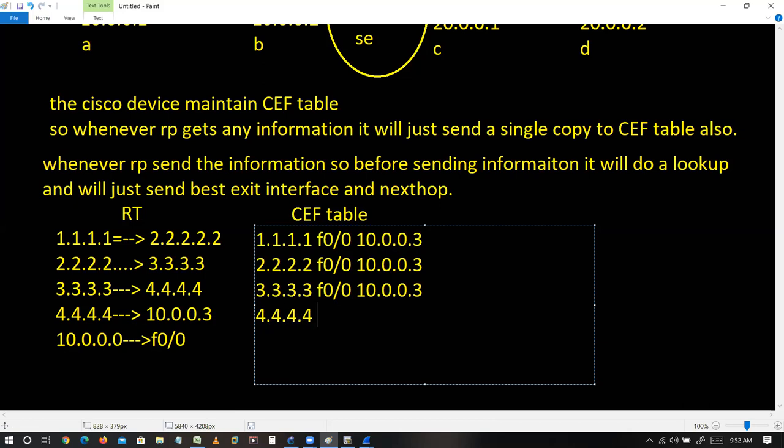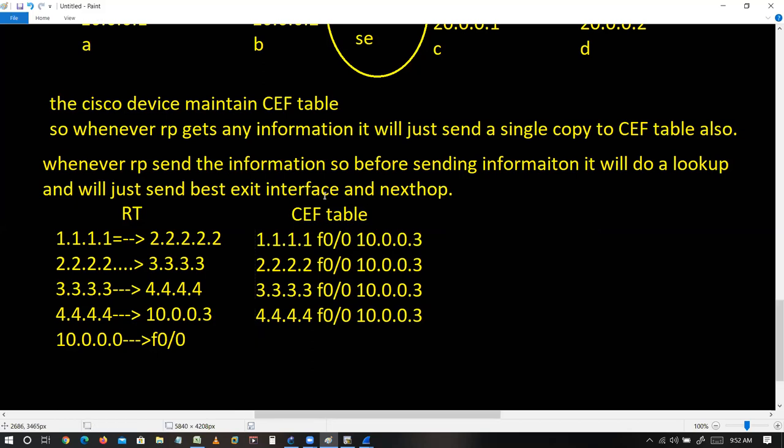If you want to communicate to 4 also, the next interface will be F0/0 and the address will be 10.0. It means it is in the routing table. We'll do all the lookup and we'll just do the best thing in the CEF table. Okay, so now the CEF table has these things, correct? It means it has the answer already, correct?